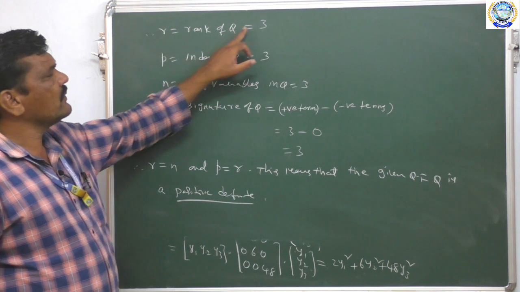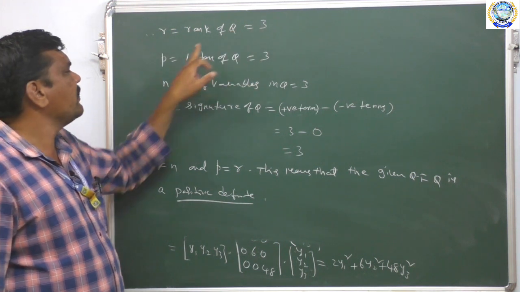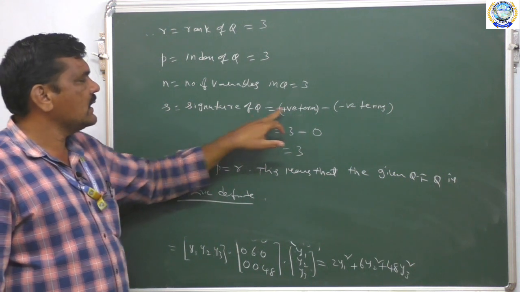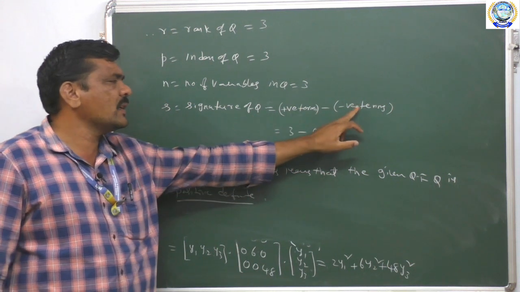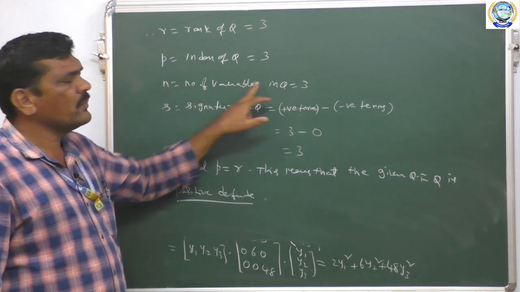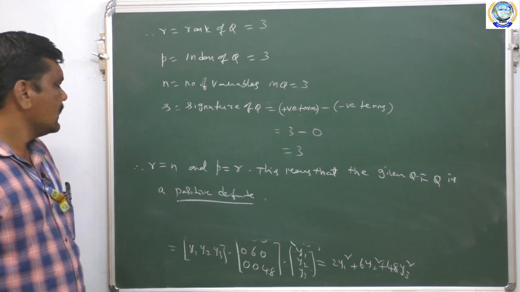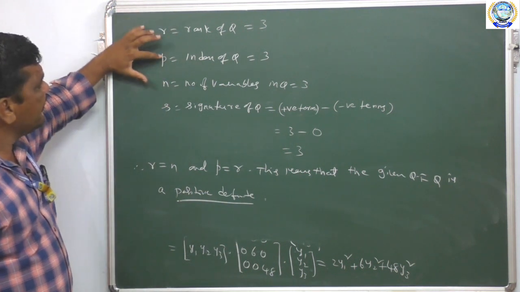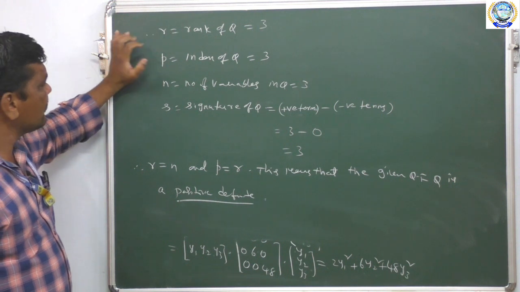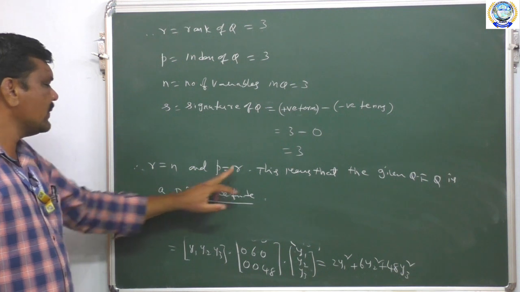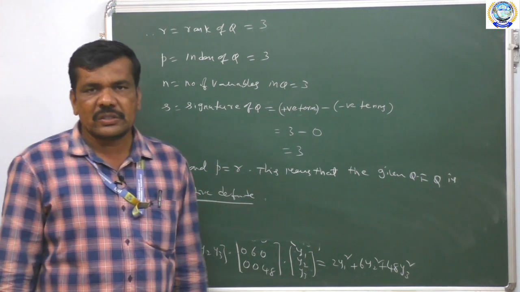Small r is the rank of the given quadratic form Q, which is 3. P is the index of Q, that is 3. S is the signature of Q, the difference between positive and negative terms in the canonical form, that is 3 minus 0, 3. And N is the number of variables in Q. Next, the nature of the quadratic form: from the rank, index, and the number of variables, we observe that R equals N and P equals R. So the given quadratic form Q is positive definite.